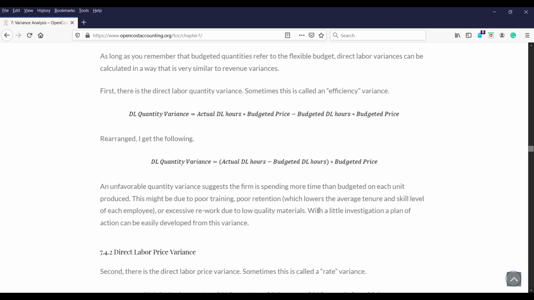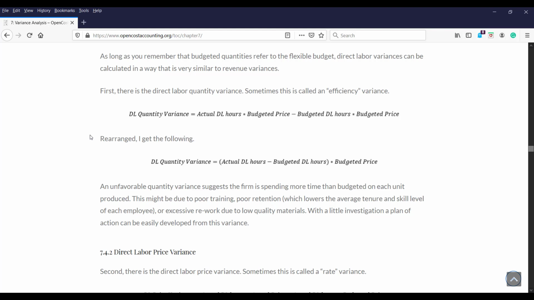So with just a little investigation, we can create a plan of action to improve this variance, or to maintain, if it were favorable, to maintain a good variance. So let's say it's favorable. Maybe that's because we have a higher skilled workforce than we thought. Maybe we have some just stellar managers that our employees don't want to leave. They like the workplace. They like being there. Or maybe we have some really high quality materials that they don't have to rework all the time.